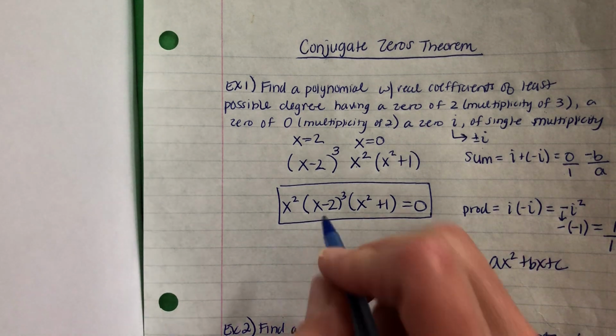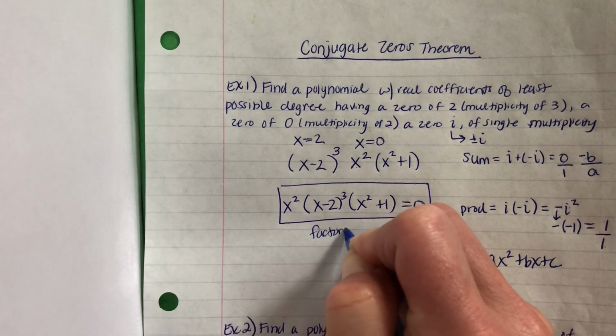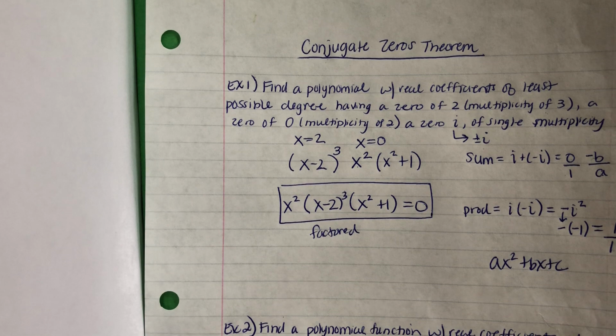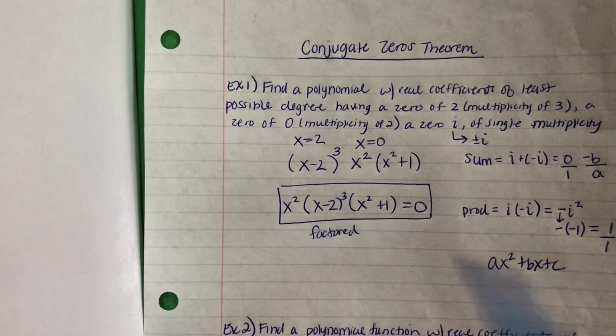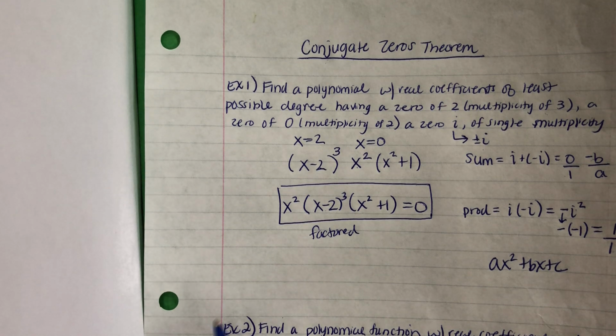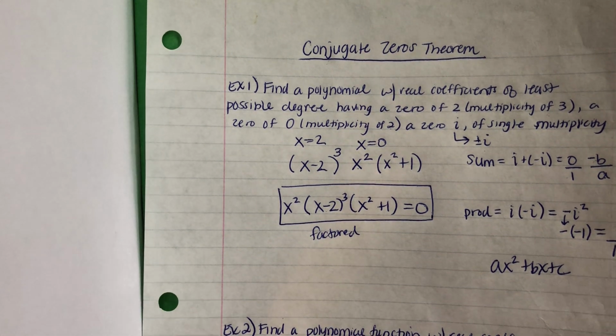Now this would be in factored form. If I wanted to write it in standard form, I would just take x minus 2, write it out 3 times, multiply it through. That gets a little messy with this one, so I think I'd rather just leave it in factored form. We can try another one now.